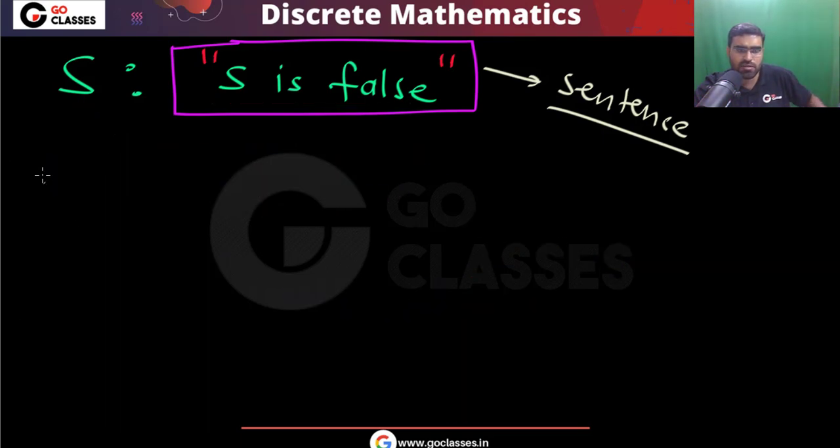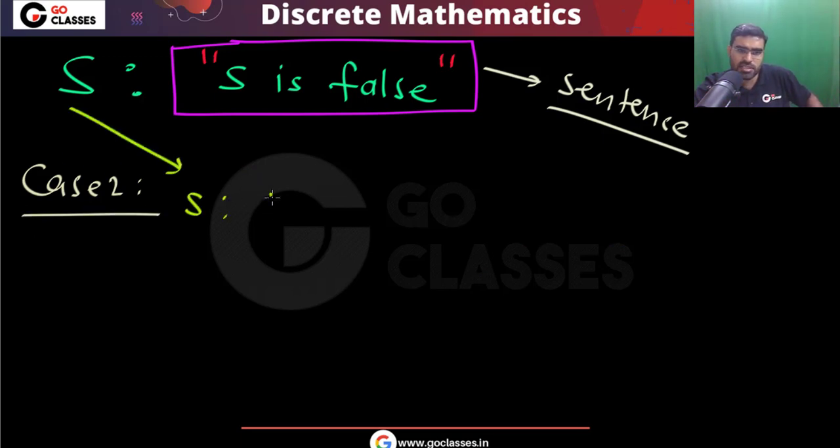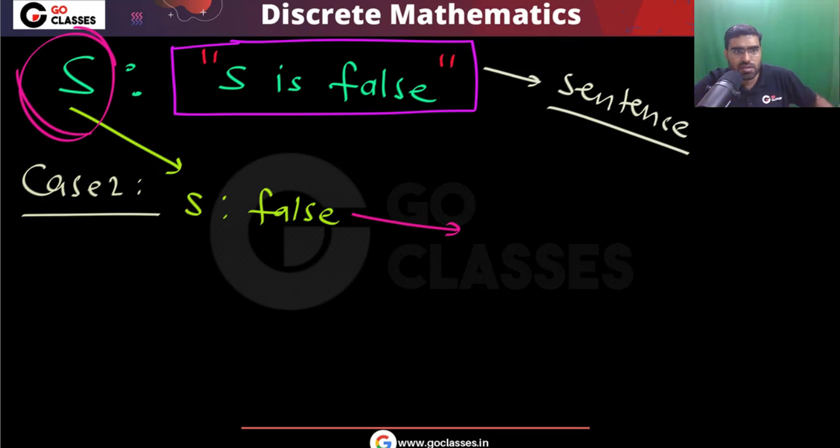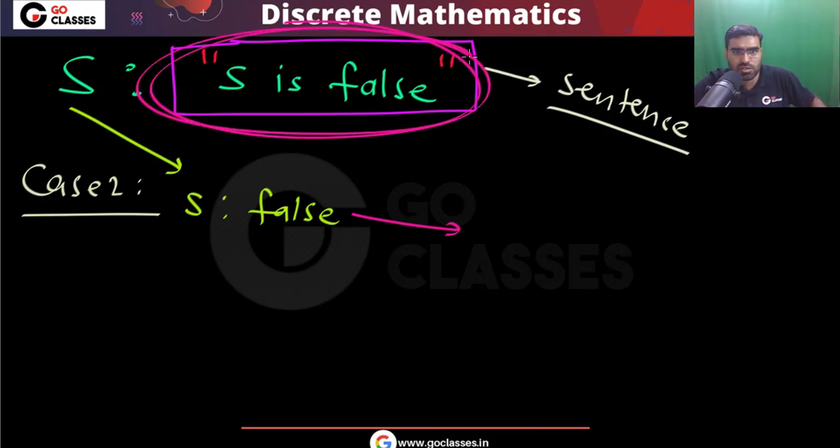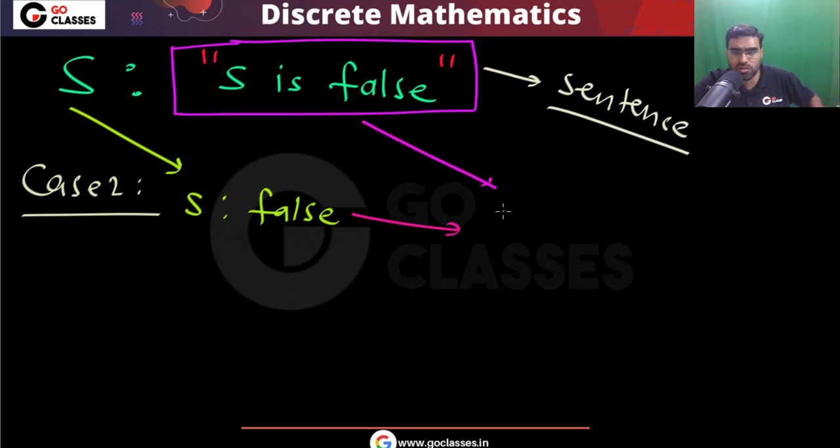that if I assign, let's take case 2. Case 2 means I say this S is false. If this S is false, then what does it mean? Then it means that this box is false, right? Because this S is false, it means this box is false. So this is false.